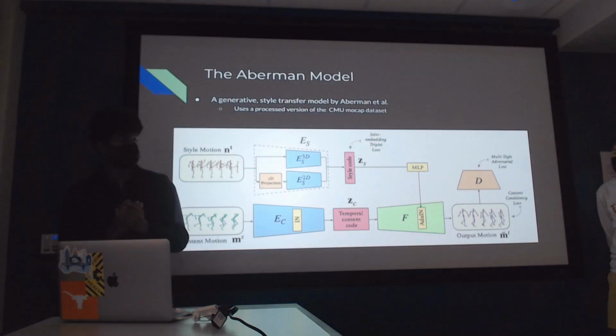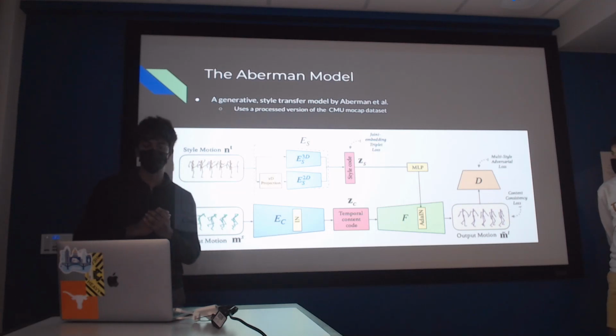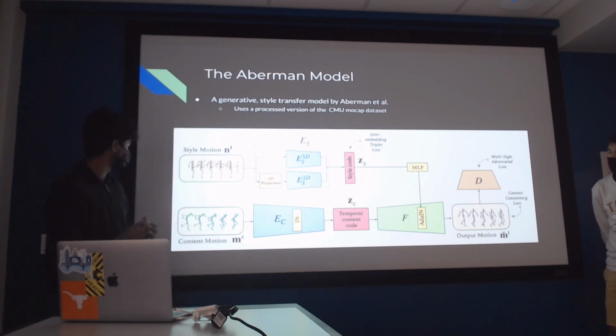And to do this, we decided that our best option was the Aberman model because of the focus that they have on content motions and style motions. Content motion is the physical motion that the character takes through the environment, while style motion would be angry, sad, this type of style that I mentioned before.